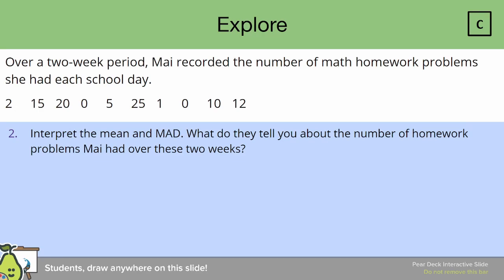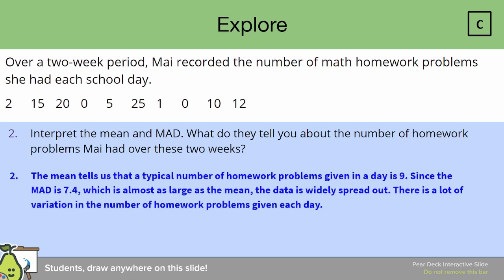What do you think about that one? All right, welcome back. If you said the mean tells us that a typical number of homework problems given in a day is 9, since the MAD is 7 and 4/10, which is almost as large as the mean, the data is widely spread out. There is a lot of variation in the number of homework problems given each day.